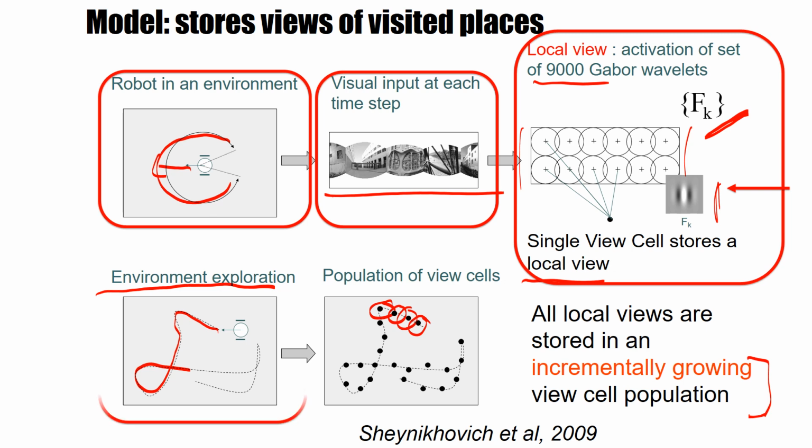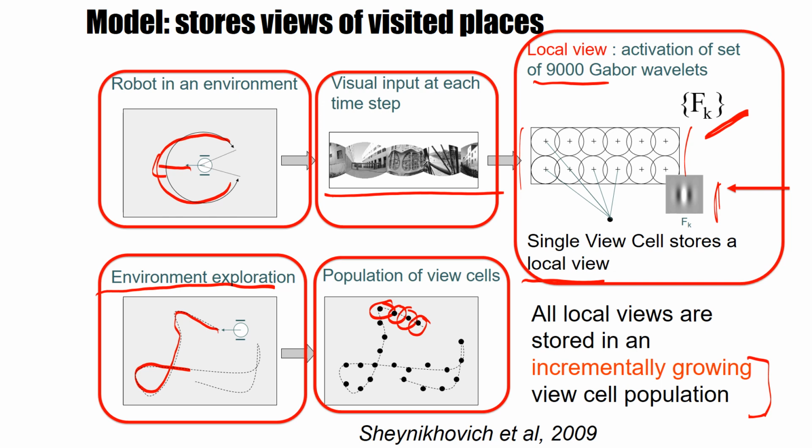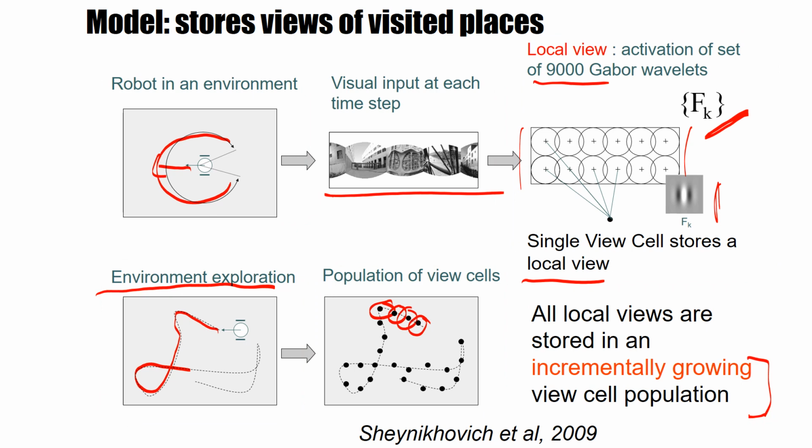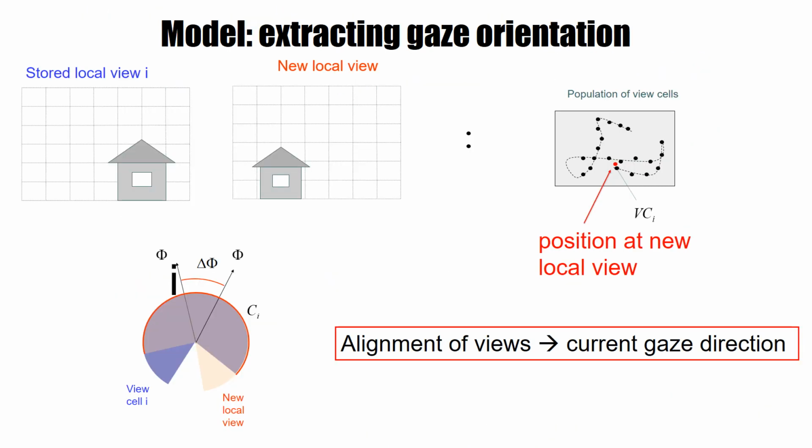Now, during the exploration of the environment, the robot moves around on some trajectory. Each time it encounters a new view, it stores one of these sets of filters, which creates a new view cell. So in the end, we have an incrementally growing view cell population. Now, when we move around and arrive at a new location, there might be different previously taken views nearby. Now a view depends a lot on the angle at which you observe it.